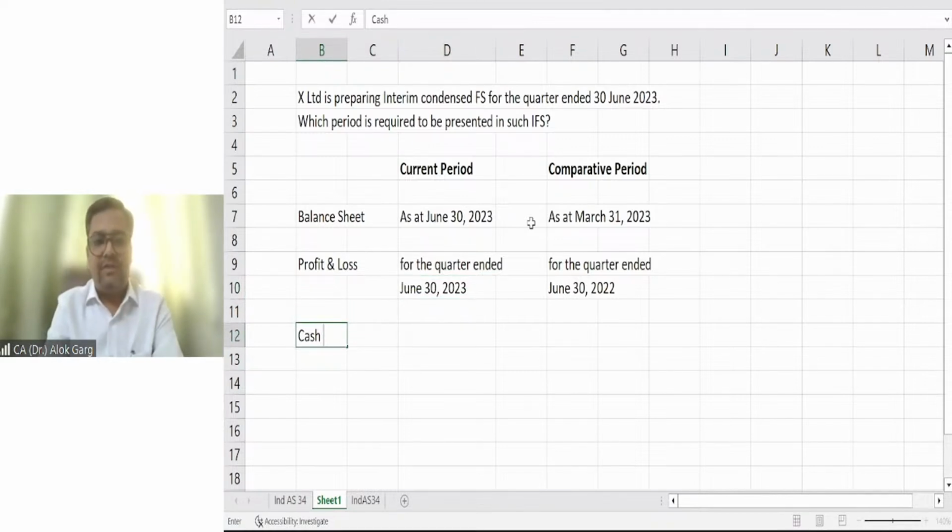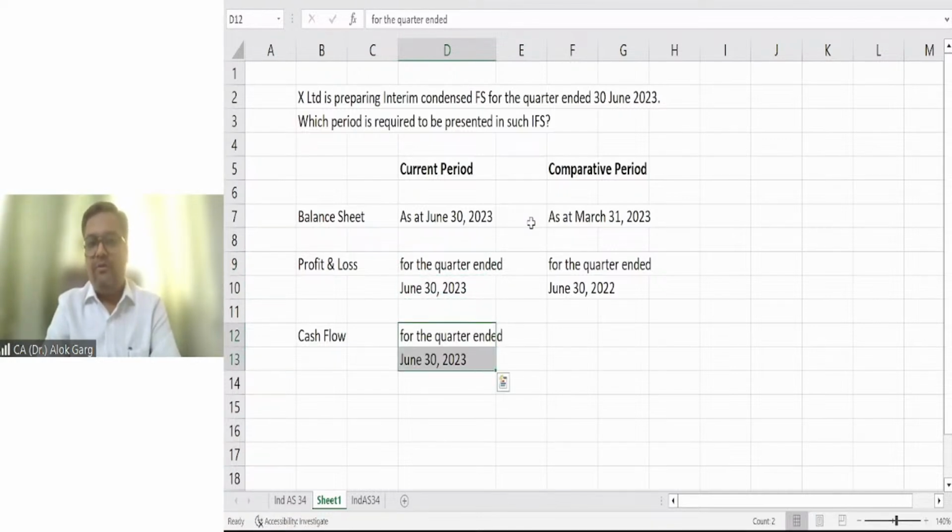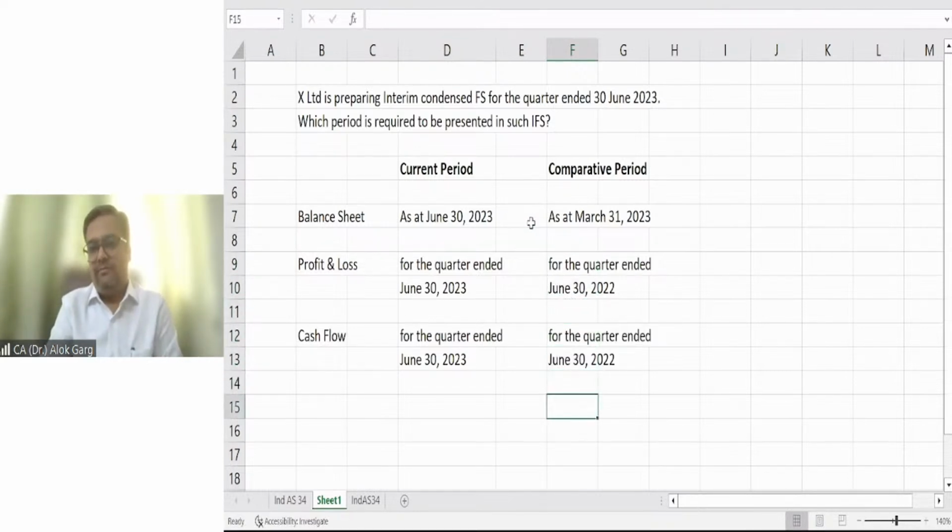What about cash flow statement? Again, cash flow statement is also performance. Of course, it is for the quarter you need to prepare, and it has to be compared with the same period of last year for the quarter.